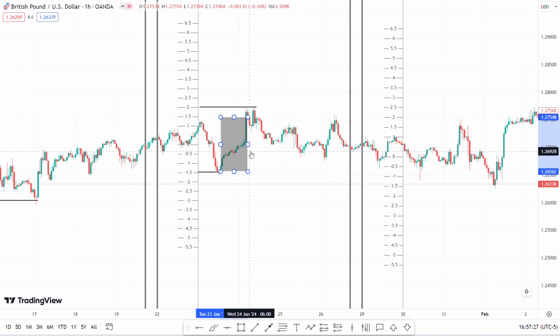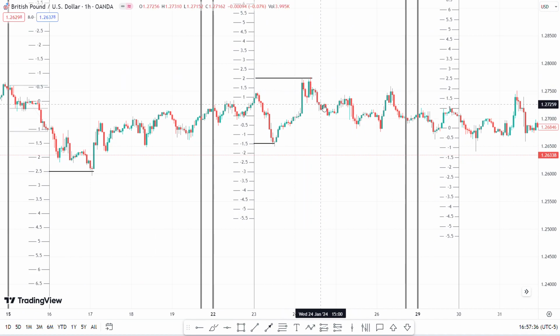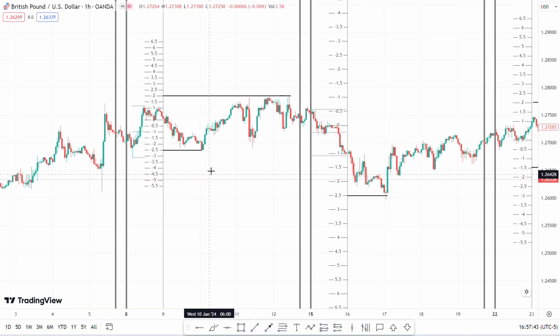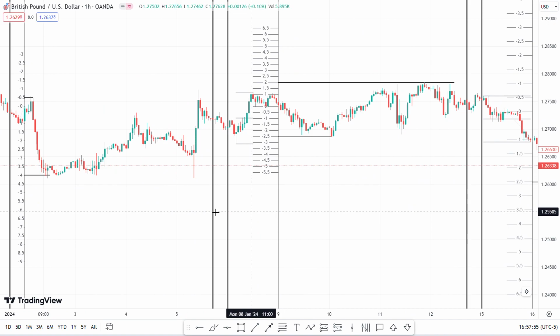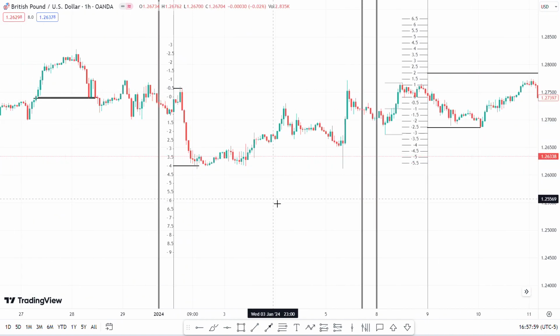Almost no red candles since it came off this low, or this level. When it comes off this level, almost no green candles until it comes to the other side of the curve. Yeah, the same thing. Almost no green or no red candles until it hits the other side of the curve. No green candles, which is a massive, massive sell-off.